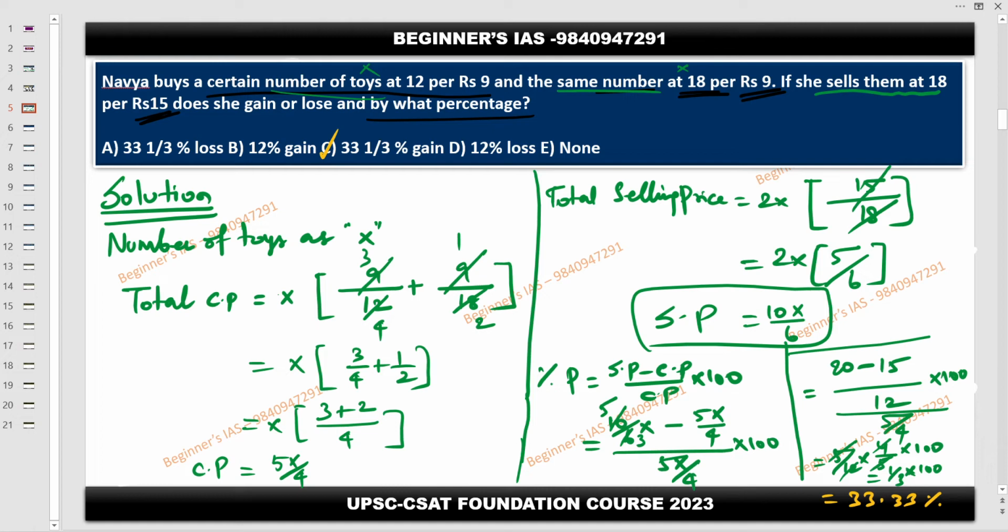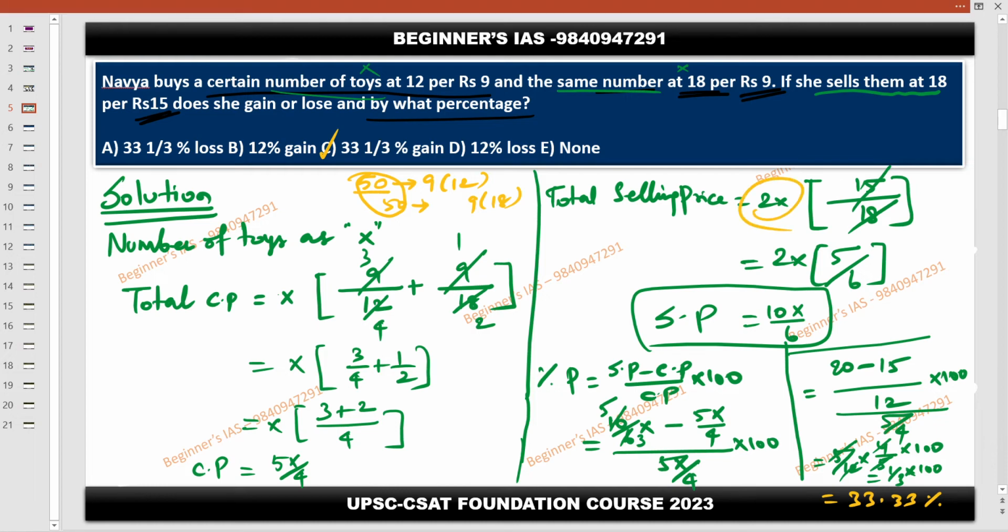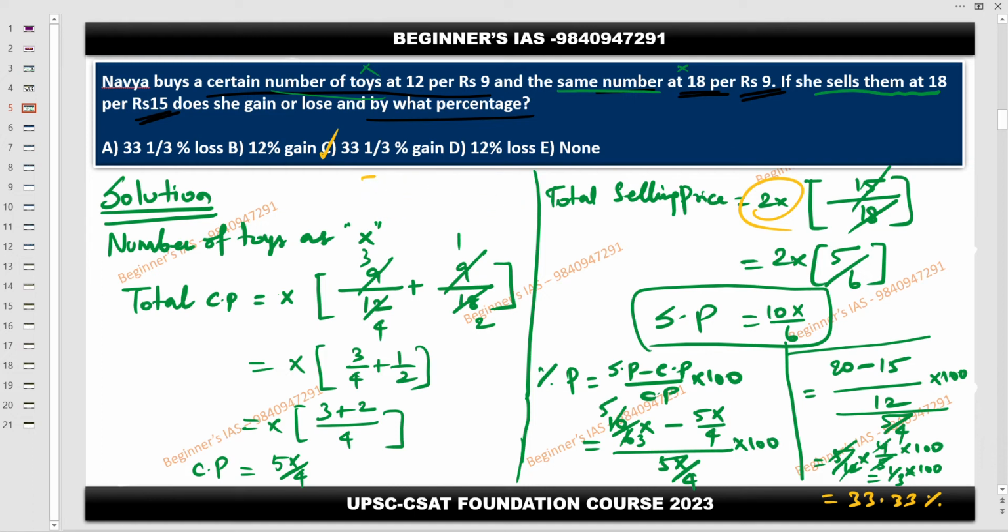Total selling price. Listen. Suppose you are buying 50 toys. For these 50 toys you are investing 9 rupees for 12. Again the same 50 toys you are investing 9 rupees for 18. So now how many toys have you bought? Sir, 100. That is nothing but the 2x. But we don't know whether it is 50 or 80. Therefore we are taking that as x. Understood? Clear?